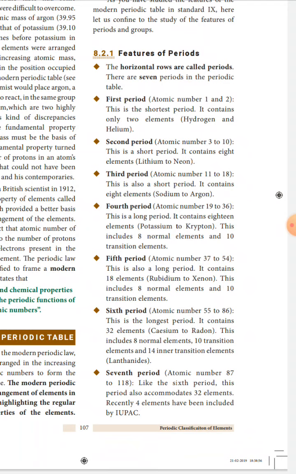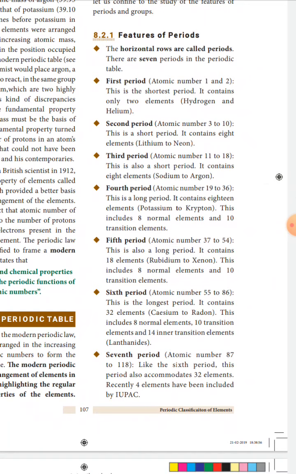First period: there are only 2 elements in the first period. When you look at the modern periodic table in the 9th standard book or the 10th standard book, you can easily understand the first period constitutes only 2 elements, one on the left hand side and another on the right hand side. On the left hand side hydrogen is given, on the right side helium. So atomic number 1 for hydrogen, atomic number 2 for helium. Only 2 elements in the first period. This is the shortest period in the modern periodic table.